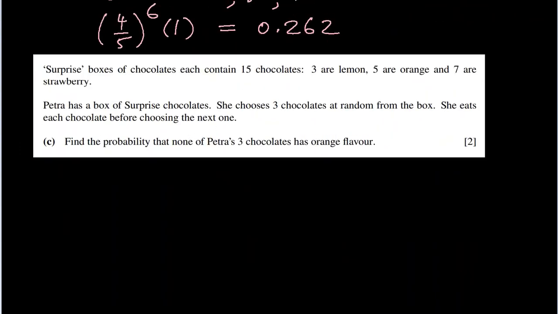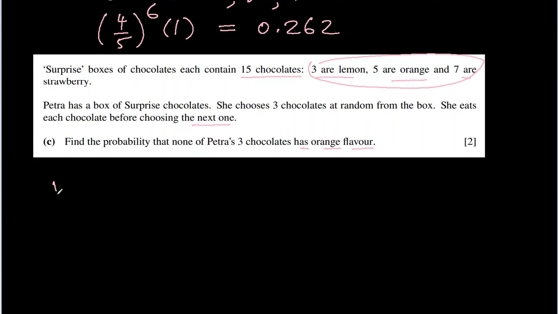Part C. Surprise boxes of chocolates each contain 15 chocolates, 3 lemon, 5 orange and 7 strawberry. Total 10 plus 5, 15. Petra has a box of surprise chocolates. She has a box which has these 3 things. She chooses 3 chocolates at random from the box. She eats each chocolate before choosing the next one. What they are trying to tell you is that it is without replacement. She eats, that means it can't go back into the box. Find the probability that none of Petra's 3 chocolates have orange flavor.